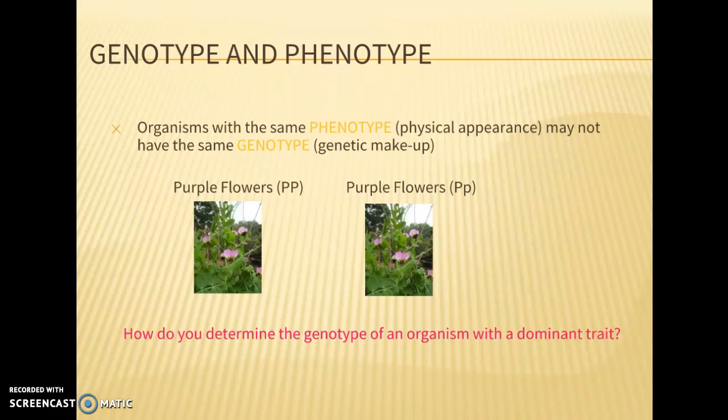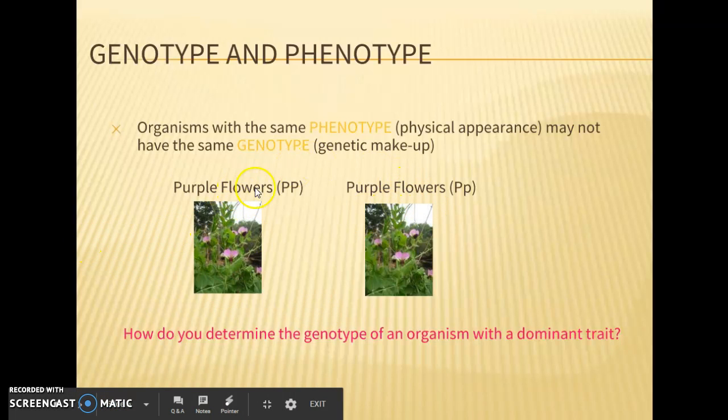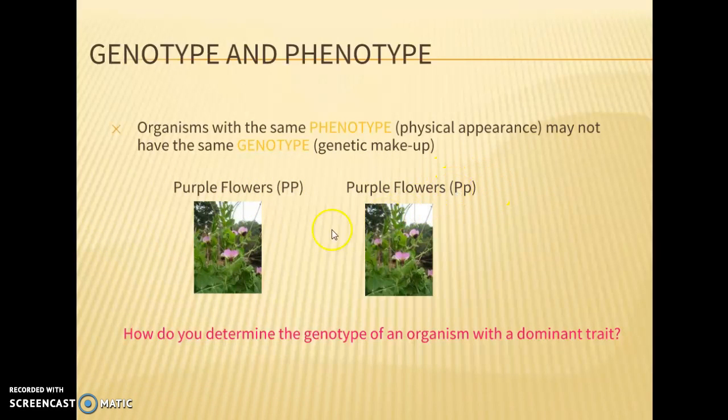Let's take a look at genotype and phenotype. Now, these were 2 of your vocab terms. Remember, organisms with the same phenotype have the same physical appearance. That's what phenotype is. It's just physically, you can see this trait. But they may not have the same genotype. Take a look here. We've got purple flowers. One is homozygous dominant, and the other one is heterozygous. They're both going to show purple. But the true fact is, just looking at them doesn't tell us what their genotype is.